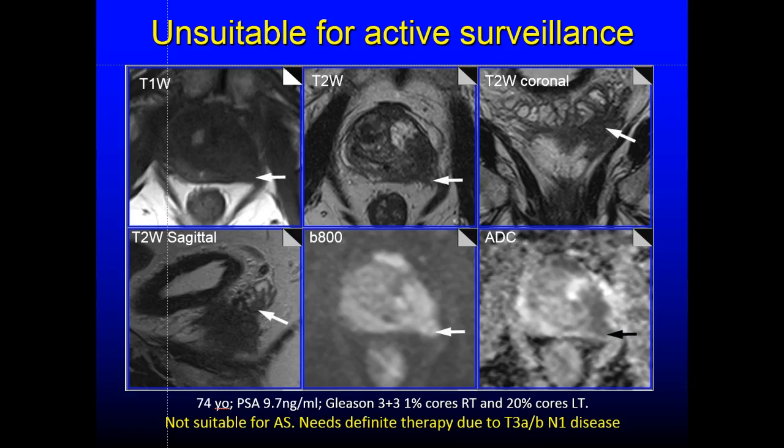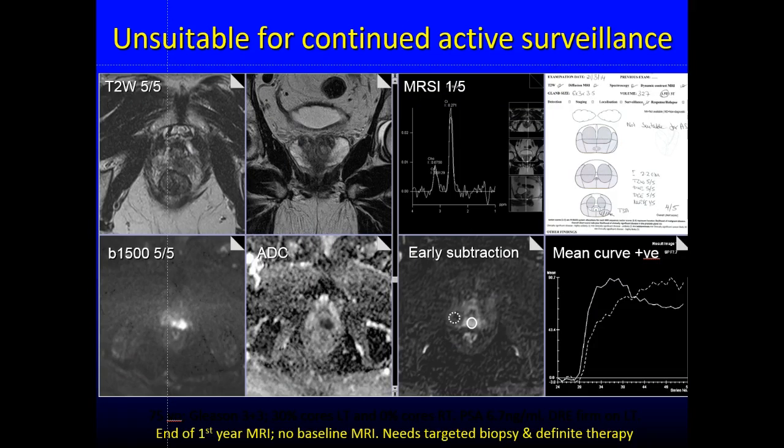So this patient is a clear miss for active surveillance. He had 3+3, 1% of cores on the right and 20% of cores on the left, but he clearly has large volume T3a disease, and this is just the type of patient that we want to make sure that we pick up when we do multiparametric MRI for active surveillance.